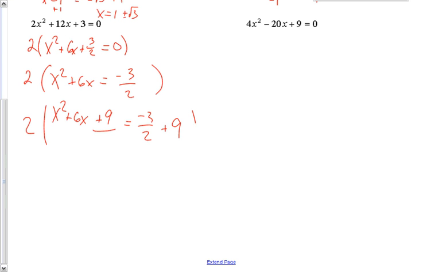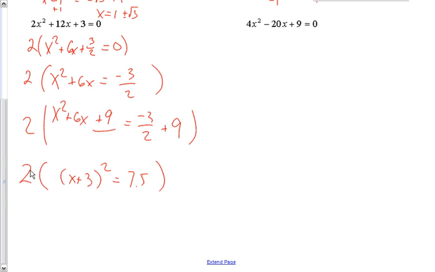There's still a 2 out there. All right. 2 times this thing right here factors. It's x plus 3 squared. Hint, it's always half the b term when it factors. So if it's 6, it's 3. If it's negative 6, it'd be negative 3. Equals 7.5. 9 plus negative 1 half. 1 and a half is 7.5.